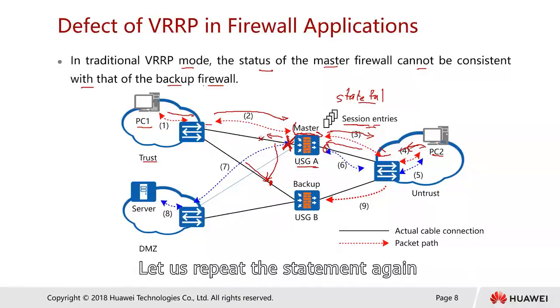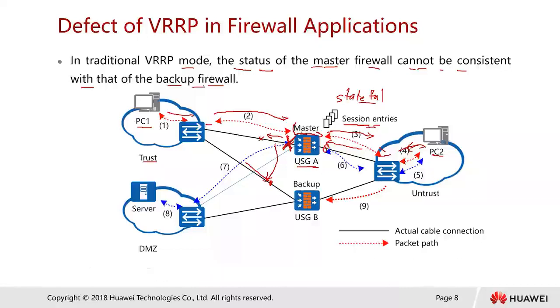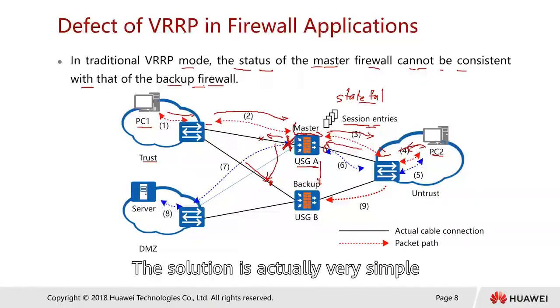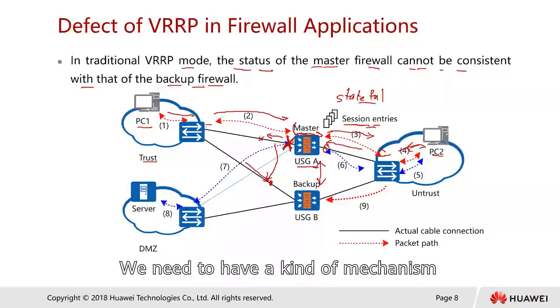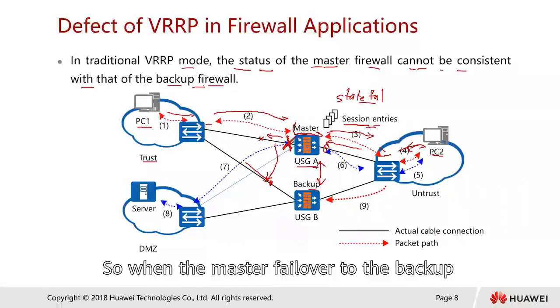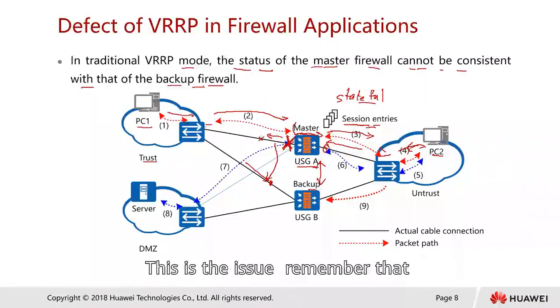So this is a big problem. Let's repeat the statement again. The status of the master firewall cannot be consistent with the backup firewall. So remember this problem. Later we will talk about the solution to this. The solution is actually very simple. We need to have a kind of mechanism to synchronize the information between the master and the backup, so that when the master fails over to the backup, it can continue to process the traffic. So this is the issue. Remember that.